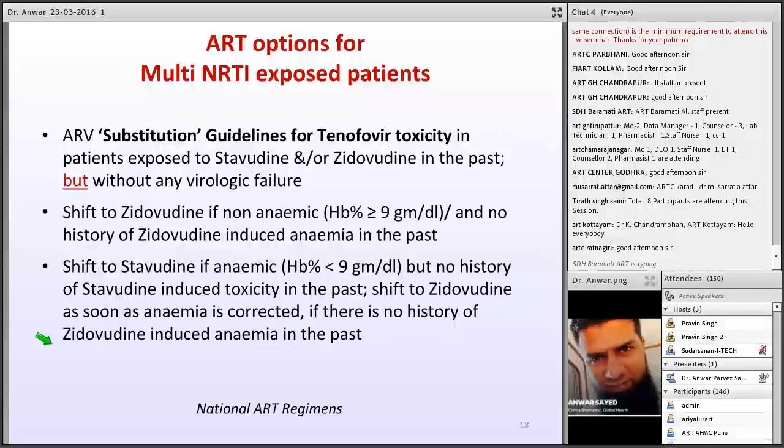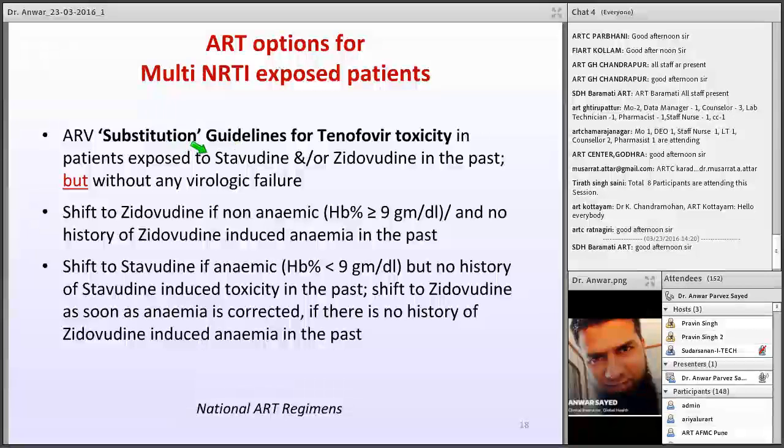And then substitution guidelines for tenofovir toxicity. Now, this will be actually our major point in this presentation, to discuss tenofovir toxicity. So if that happens, then there will be a substitution of the drug, right?